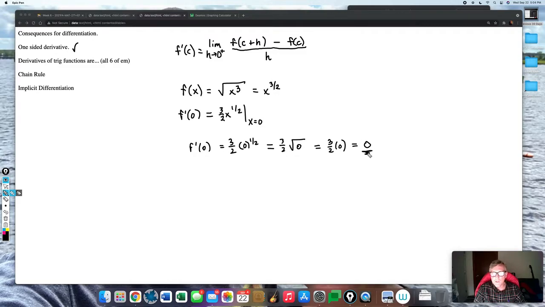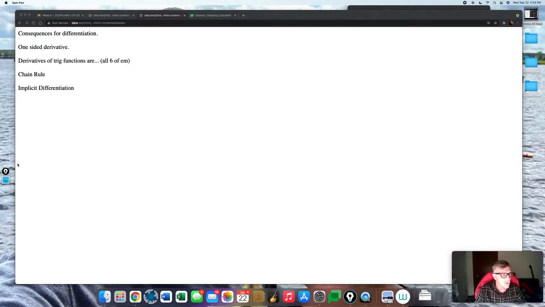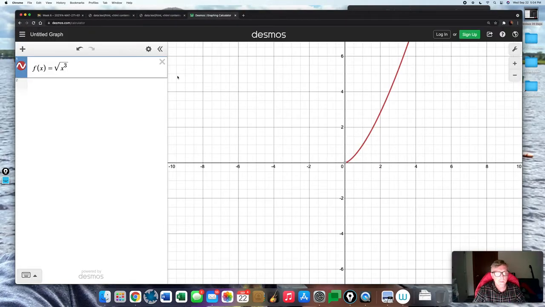So what happens at that graph is that you have a horizontal tangent line. I'll go back and show you that, and then we'll move on to the derivatives of the trig functions. If this works out. Yeah, Epic Pen, it's really fun.